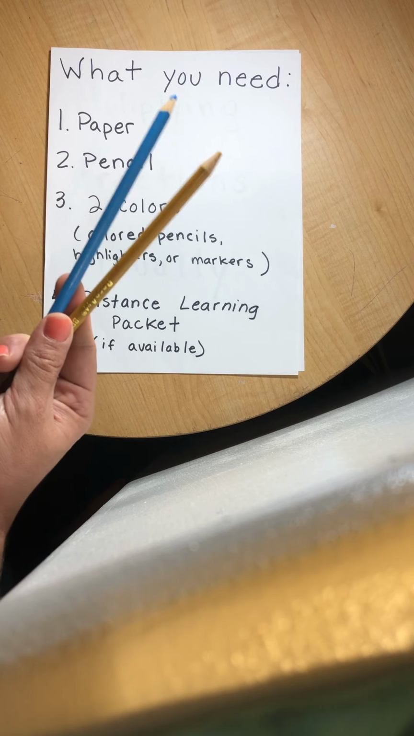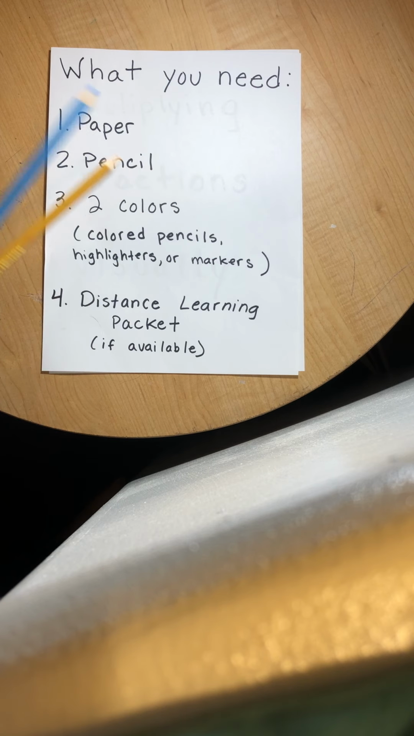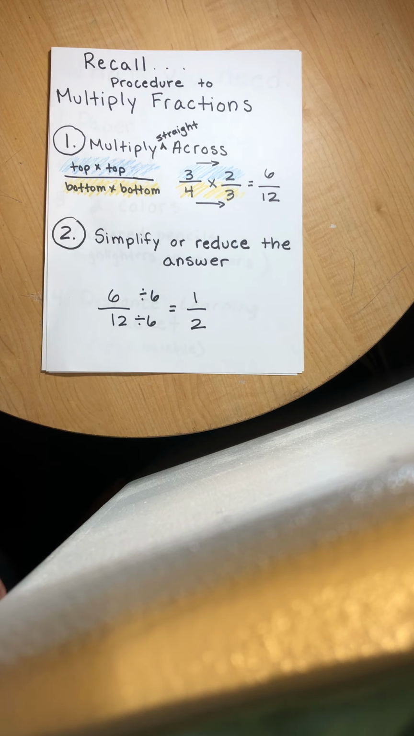I'm using colored pencils. Pick two colors that do not look alike. You will also need to refer to your distance learning packet if available. At the end, we're going to refer to one page in that. Now, before we talk about representing multiplying fractions visually, let's recall the procedure to multiply fractions.